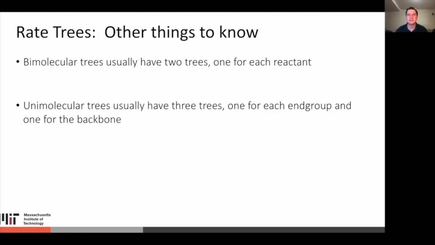Other kind of main things to know. Bimolecular trees usually have 2 trees, 1 for each of the reactants, whereas unimolecular trees usually have 3 trees, which is a little bit counterintuitive. But in general, when you're dealing with a unimolecular tree, you have one end group that is reacting with another end group on the molecule, and then you have the atoms in between those 2 end groups, which forms the backbone. And those three sections are looked at in most of the unimolecular trees.